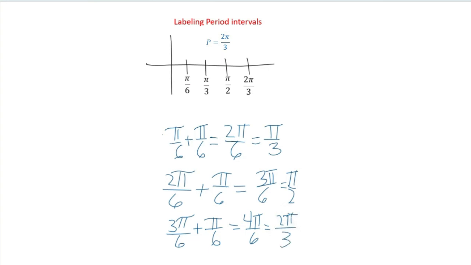And there you have it. That is the way to determine what the intervals are once you know the size of the period: divide by 4 if you're going to have 4 intervals, and then continue to add the initial size, pi over 6, to each of the next intervals. That's the way you can determine what your intervals are.